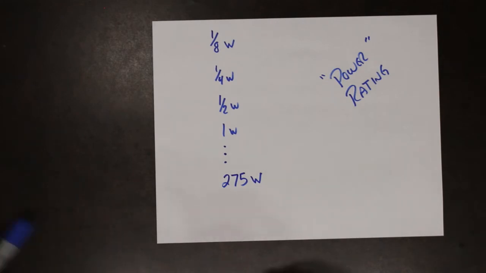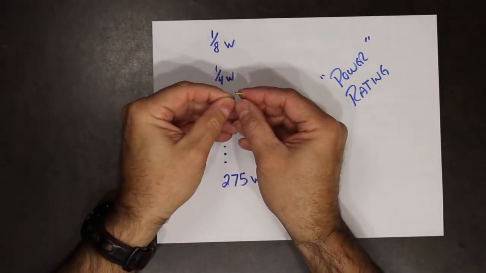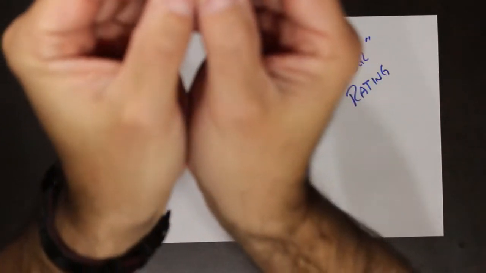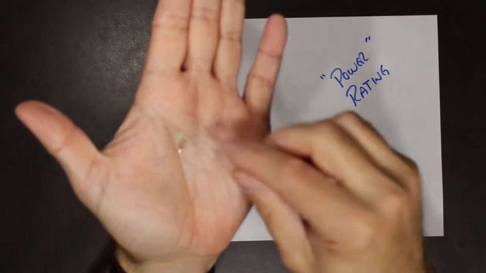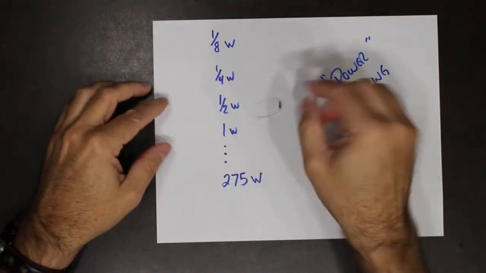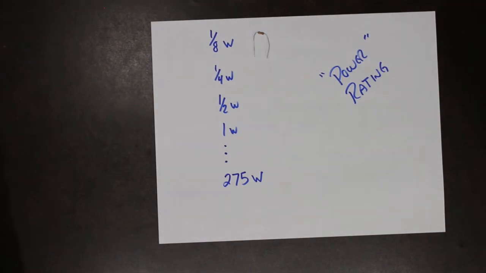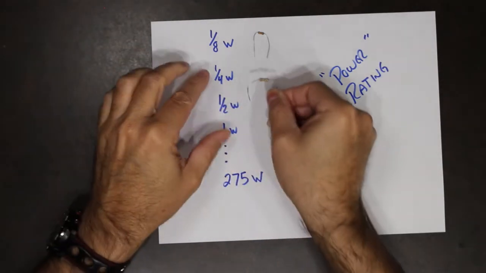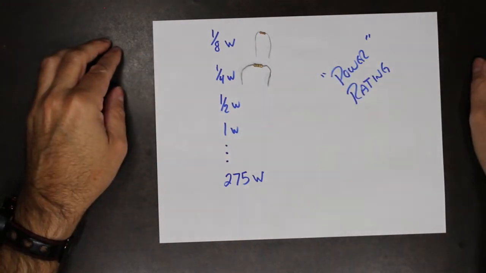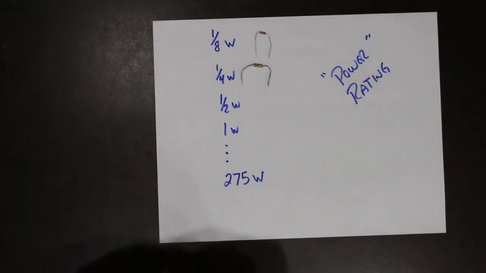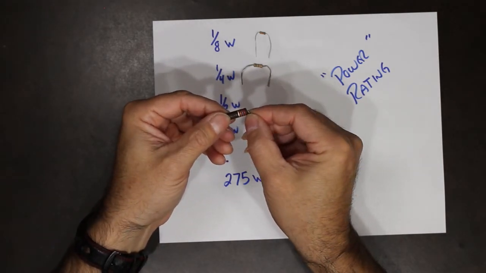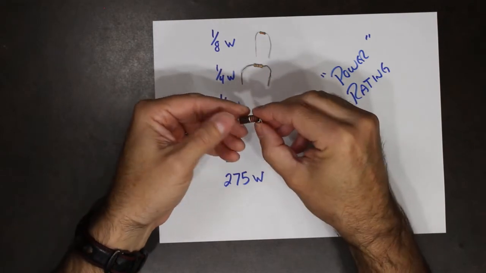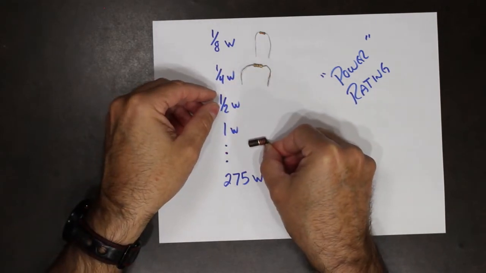So what does this all look like? Well, we have small resistors in our kits. They look like this. That is 1/8 of a watt. We have ones that are a little bit bigger. We have 1/4 watt. We have ones not in our kit, but available, and they're about this size. So this is probably a 1 or 2 watt resistor.